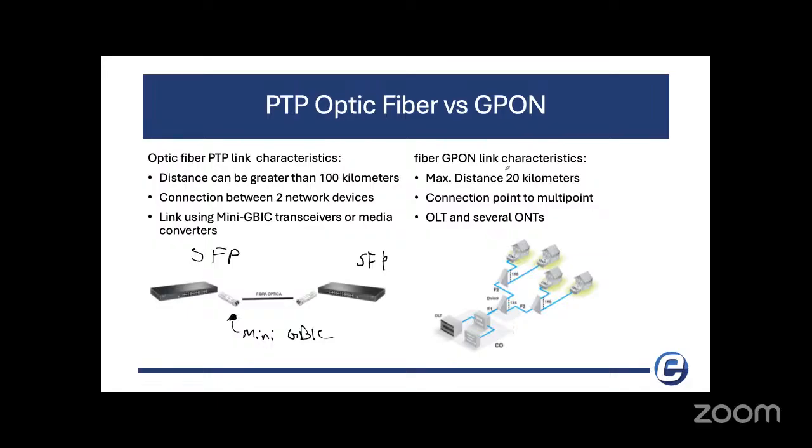But a fiber GPON link has a max distance of 20 kilometers, and it has a point to multipoint connection. So if you're just connecting two sites, PTP is the better option. But if you're providing service for many users, a GPON network is recommended.